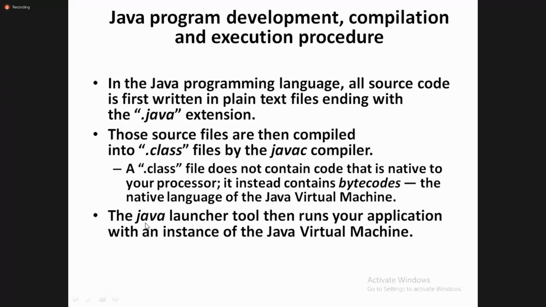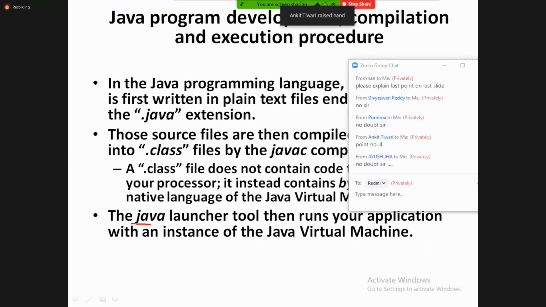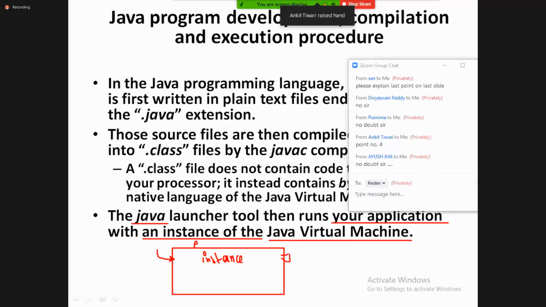Java launcher and Java command. Java launcher is nothing but the Java command. The Java command will run your application. Your application is nothing but bytecode, run with an instance of the JVM. Instance is nothing but one execution. You run the JVM, and one process is created. Now this is called an instance. One occurrence is called an instance. Instance of the Java virtual machine, JVM.